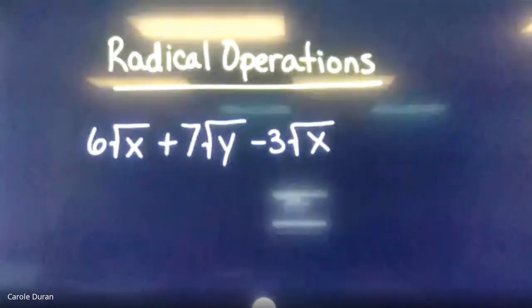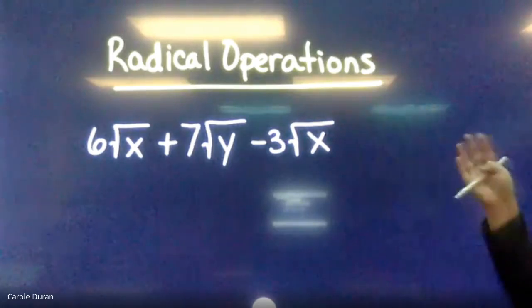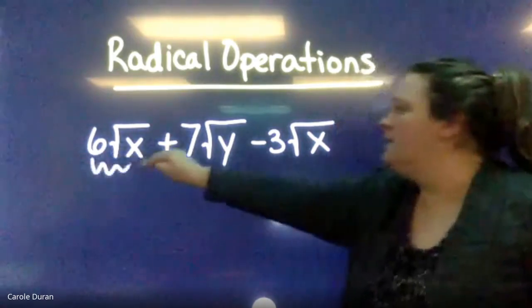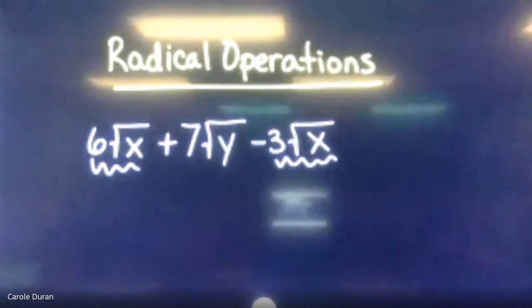Yes, which one are they? 6, 7. Okay, so I can't count the whole numbers as like terms. It has to be the whole part of it. The x and the x. So 6 root x and negative 3 root x are like terms because what's under the radical is the same.